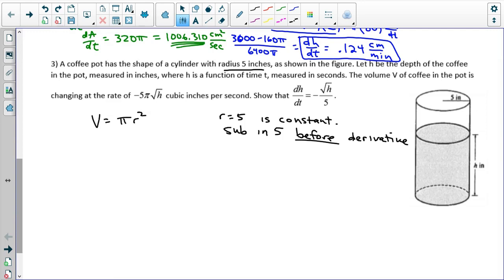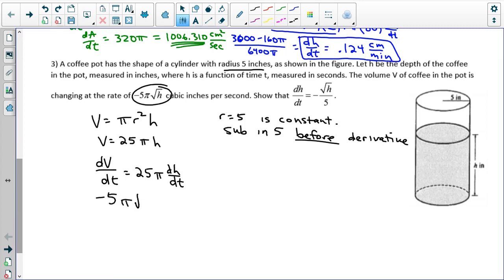So the volume of a cylinder is pi r squared h. I'm going to sub in 5 for r. 5 squared is 25. So I have 25 times pi times h. Now I'm going to take the derivative. So dV dt equals 25 pi dH dt. Then I note that the problem tells me that dV dt is negative 5 pi root h.